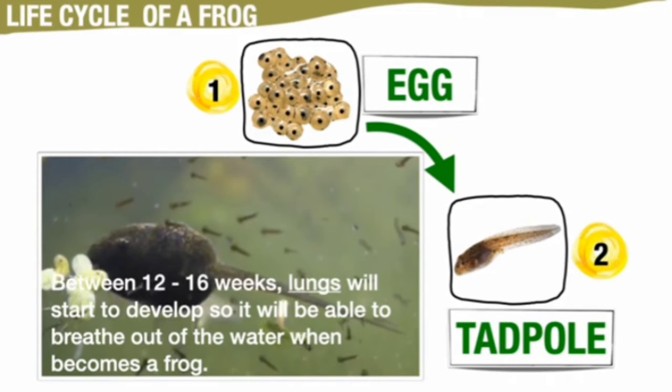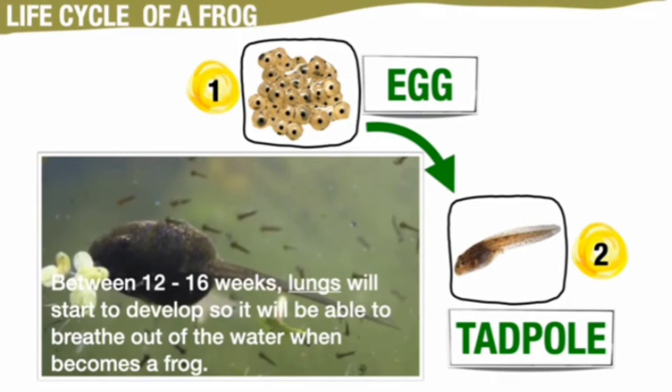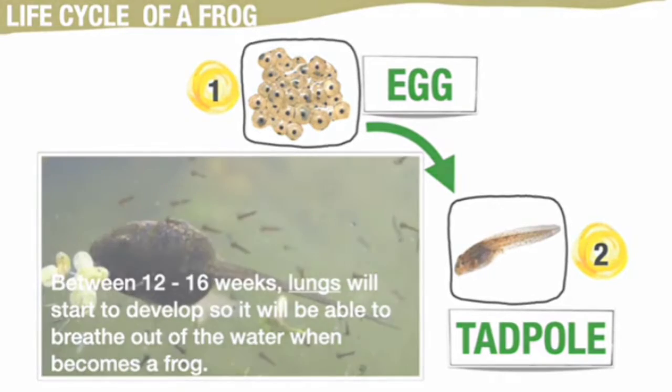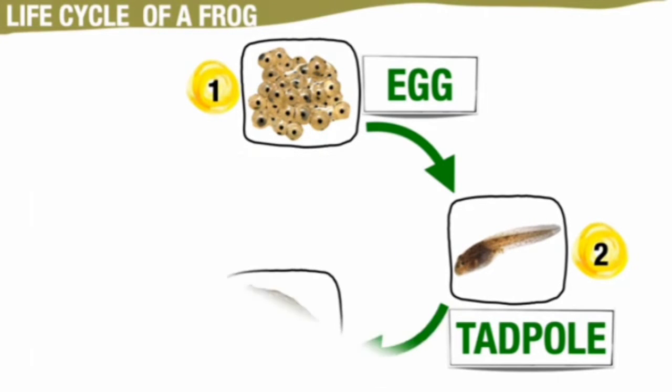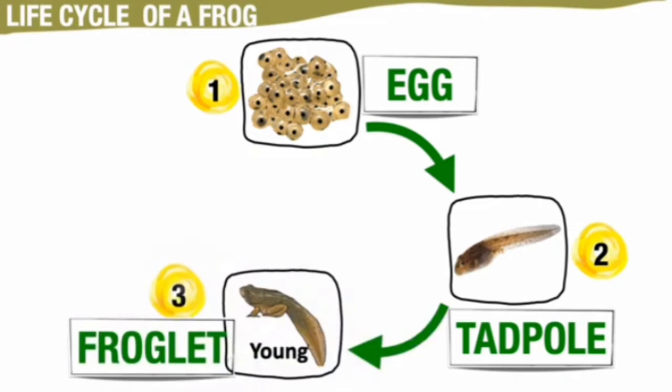Between 12 to 16 weeks, lungs will start to develop so it will be able to breathe out of the water when it becomes a frog. From a tadpole, it will grow into a young one, which is called a froglet.